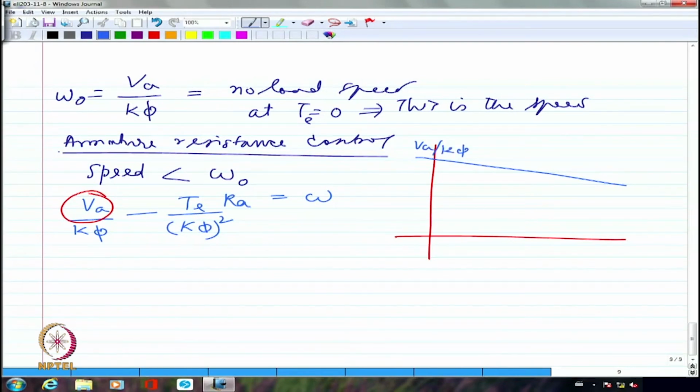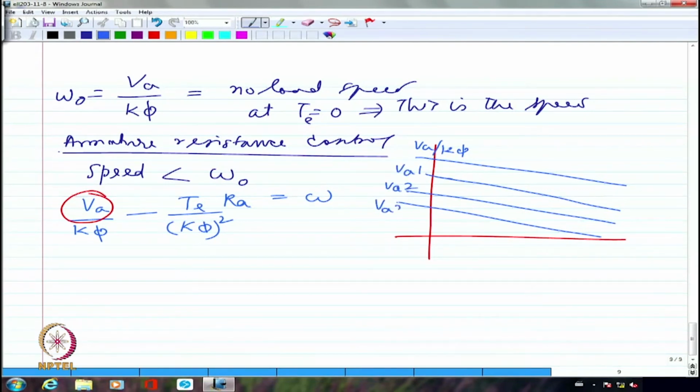If I am not changing the armature resistance and if I am not changing the flux, the slope should essentially remain the same. It cannot modify itself. So if I reduce the armature voltage, I will have basically parallel characteristics. So this may be for VA1, this may be for VA2, this may be for VA3, and this is essentially VA decreasing. Right? So this is TE, this is omega.